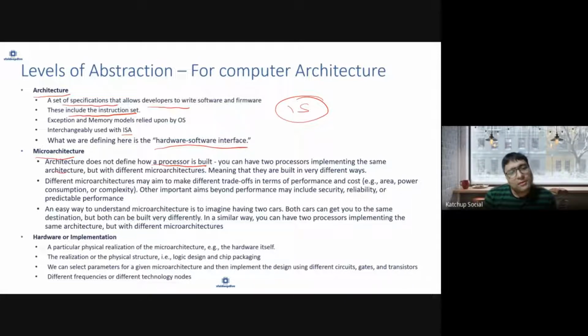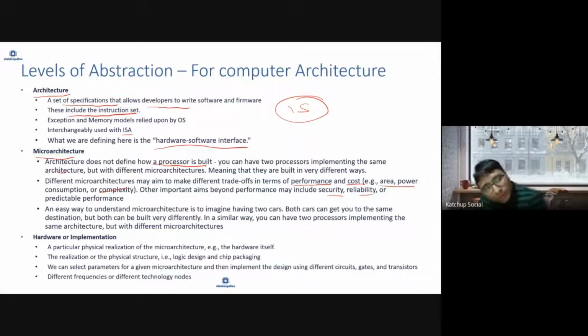Microarchitecture is at a more detailed, lower level of abstraction than architecture. Architecture is the hardware-software interface, but microarchitecture tells you how the processor is built. Given the same architecture, there can be different microarchitectures, and they may manage trade-offs differently. Typical trade-offs are performance, cost, power consumption, and complexity. There can be other trade-offs: security, reliability, etc. So for the same architecture, once you go into the detail, different microarchitectures can be constructed.